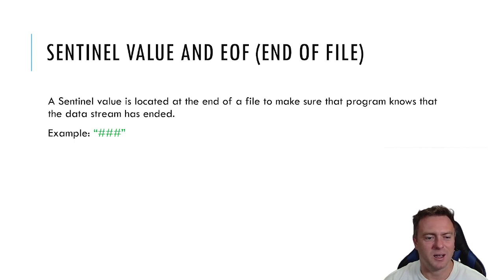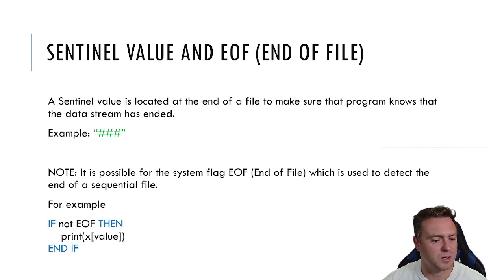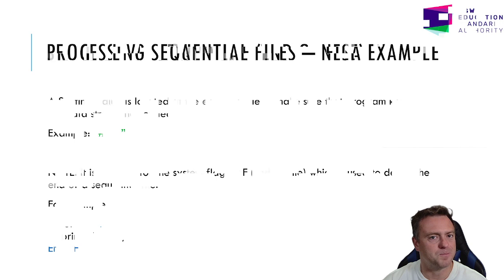So having hash, hash, hash in a row is a bit weird. Not many people would have that, and that signifies that it is the end of the file. It's also possible for a system to put EOF, which means end of file, so that you can determine that's when it is. For example, there's a bit of NESA pseudocode: if not EOF, then print out the array value out of X, and then end if. Now that's all possible. Generally speaking, usually it's hash, hash, hash or EOF that you'll see.